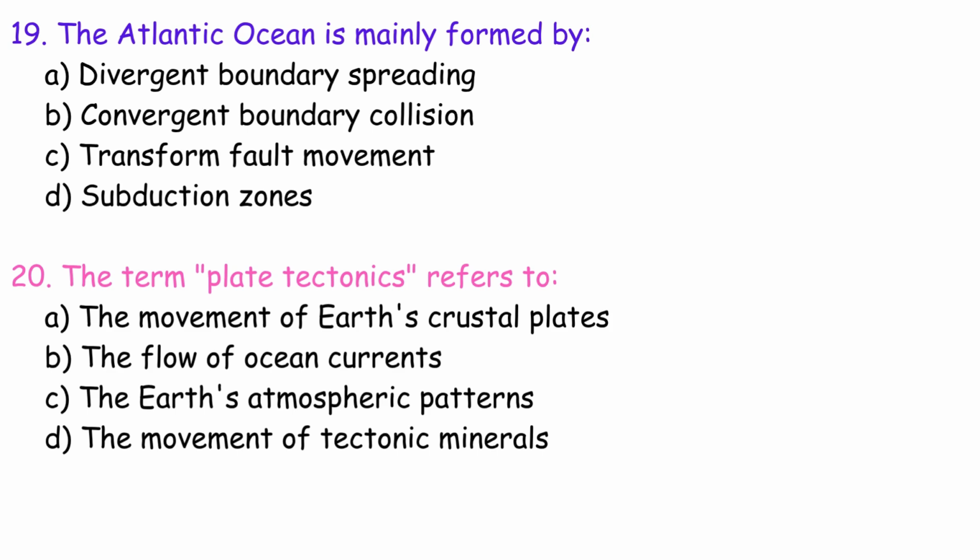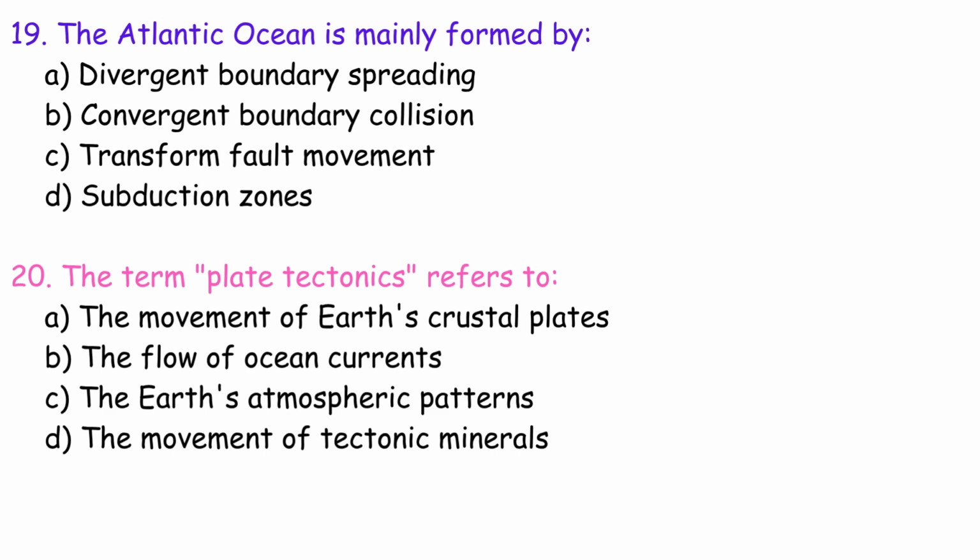Now, let's dive into question 19. 19. The Atlantic Ocean is mainly formed by A. Divergent boundary spreading. B. Convergent boundary collision. C. Transform fault movement. D. Subduction zones. 20. The term plate tectonics refers to A.